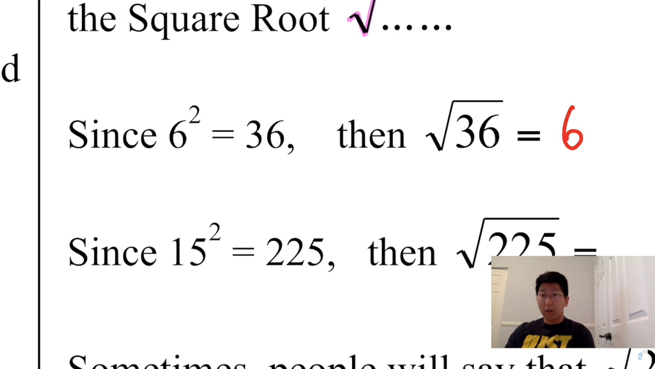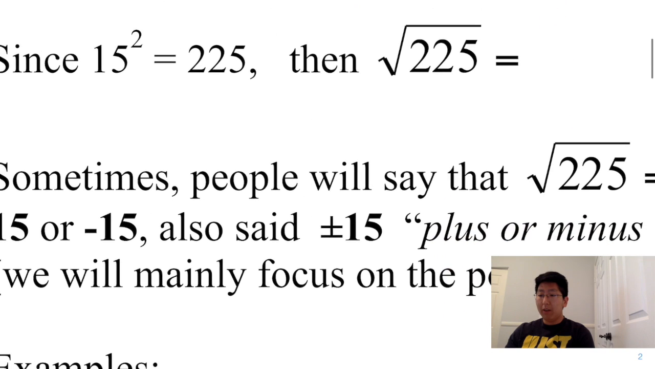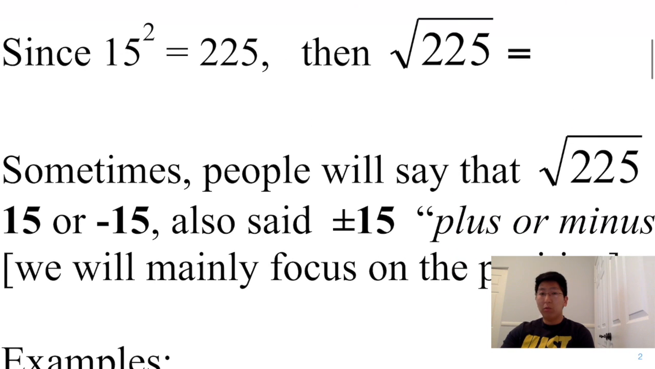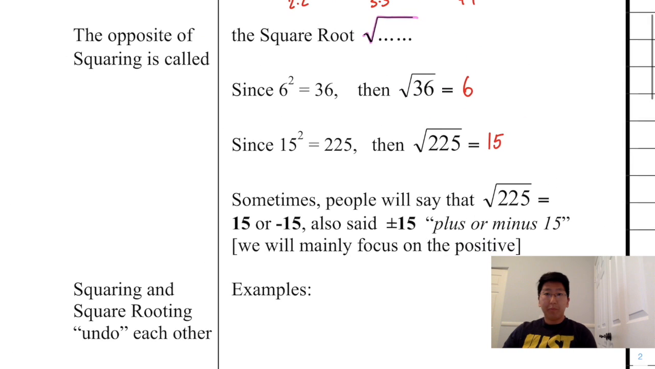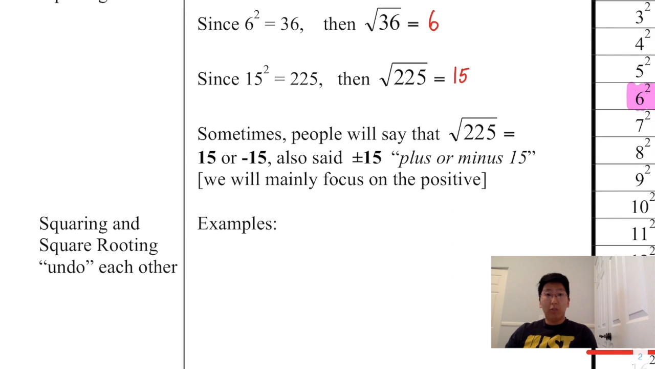Here's another example. Since 15 squared is 225, then the square root of 225 is, what would you guess? I hope you're saying 15. It's the opposite of squaring. Now, sometimes people are going to say that the square root of 225 equals 15 or negative 15. So people are going to say plus or minus 15.